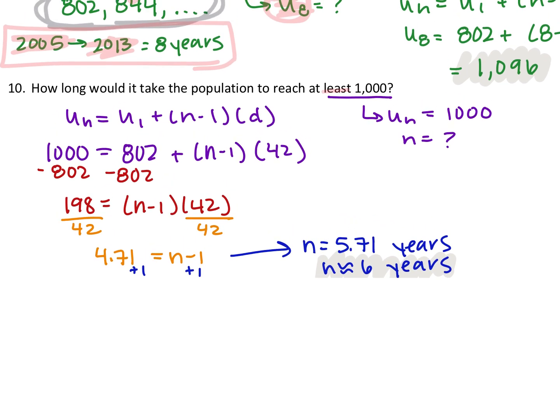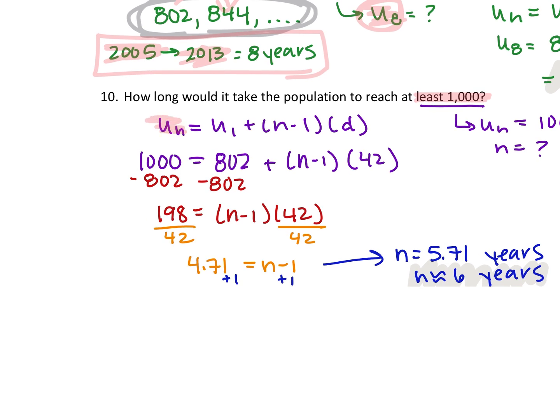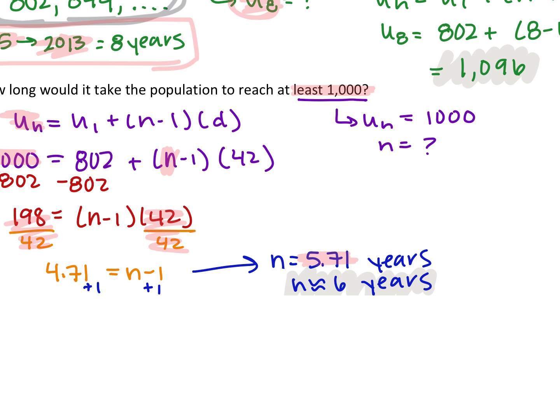This is a weird one because they give you the answer, 1,000, and people don't know where to put it. You put it here at the beginning. That's where you put the 1,000. And the thing you don't know is the n, so then you've got to solve for that n. So we subtract 800, divide both sides by 42, and at the end just add 1. The answer came out to 5.71, which means you would actually need to get to 6 years before you'd have 1,000 people. It would happen between 5 years and 6 years. If you said that, it would have been a good answer. Between 5 and 6 years is what it would take.